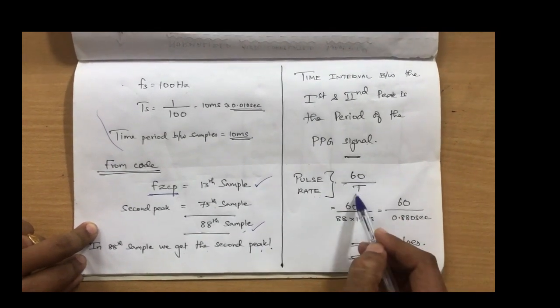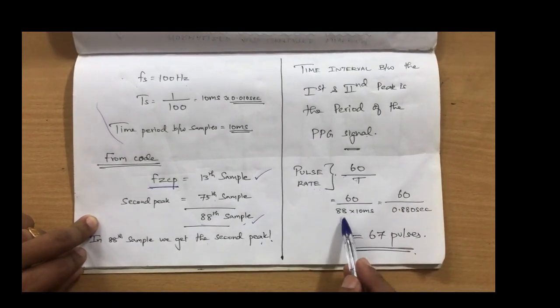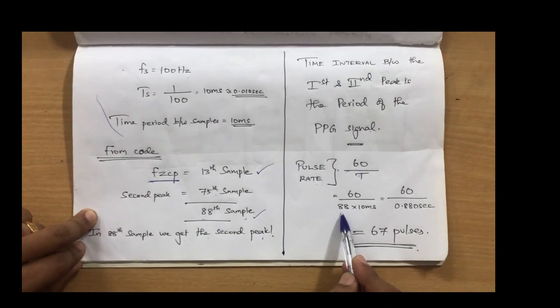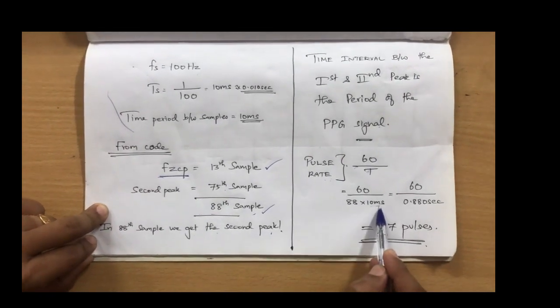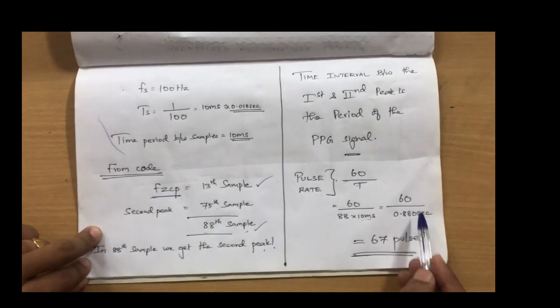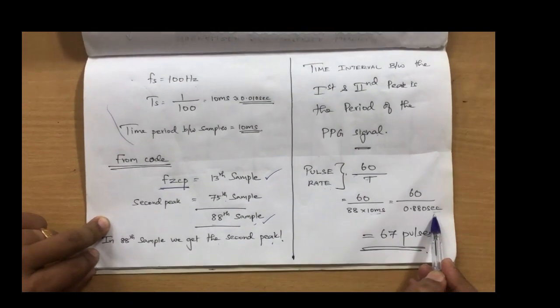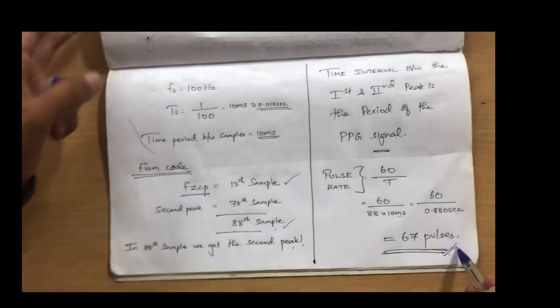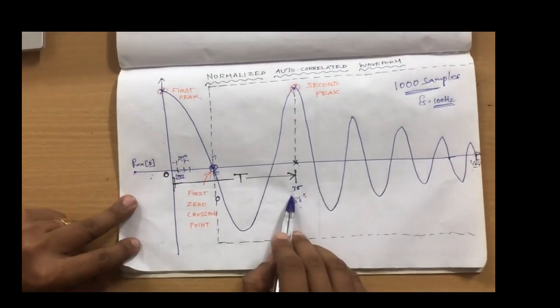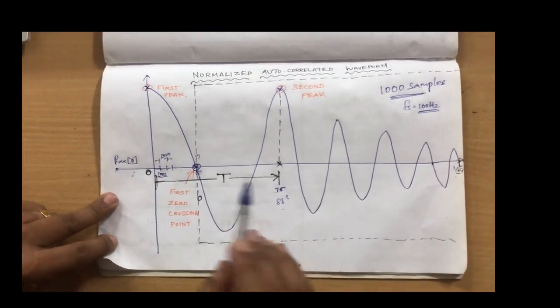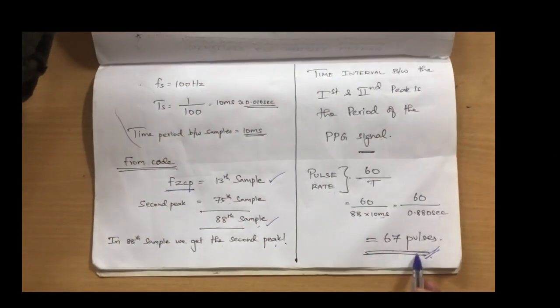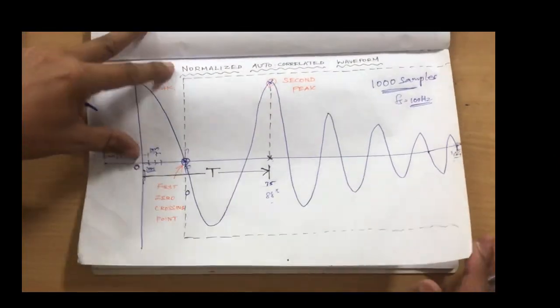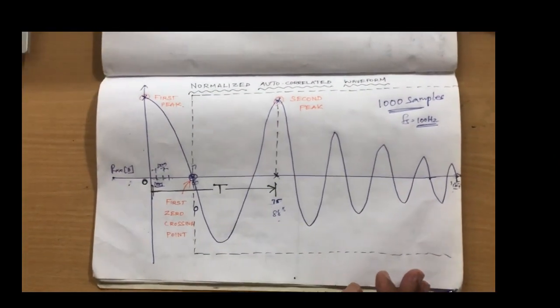So 60 divided by the period, 60 divided by 88 samples into 10 milliseconds, which is 0.880 seconds. So 60 divided by 0.880 seconds is equal to 67 pulses. So the sample signal which was taken from the PhysioBank ATM has a pulse rate of 67. That is what we are going to find out through this coding, which we are going to see now.